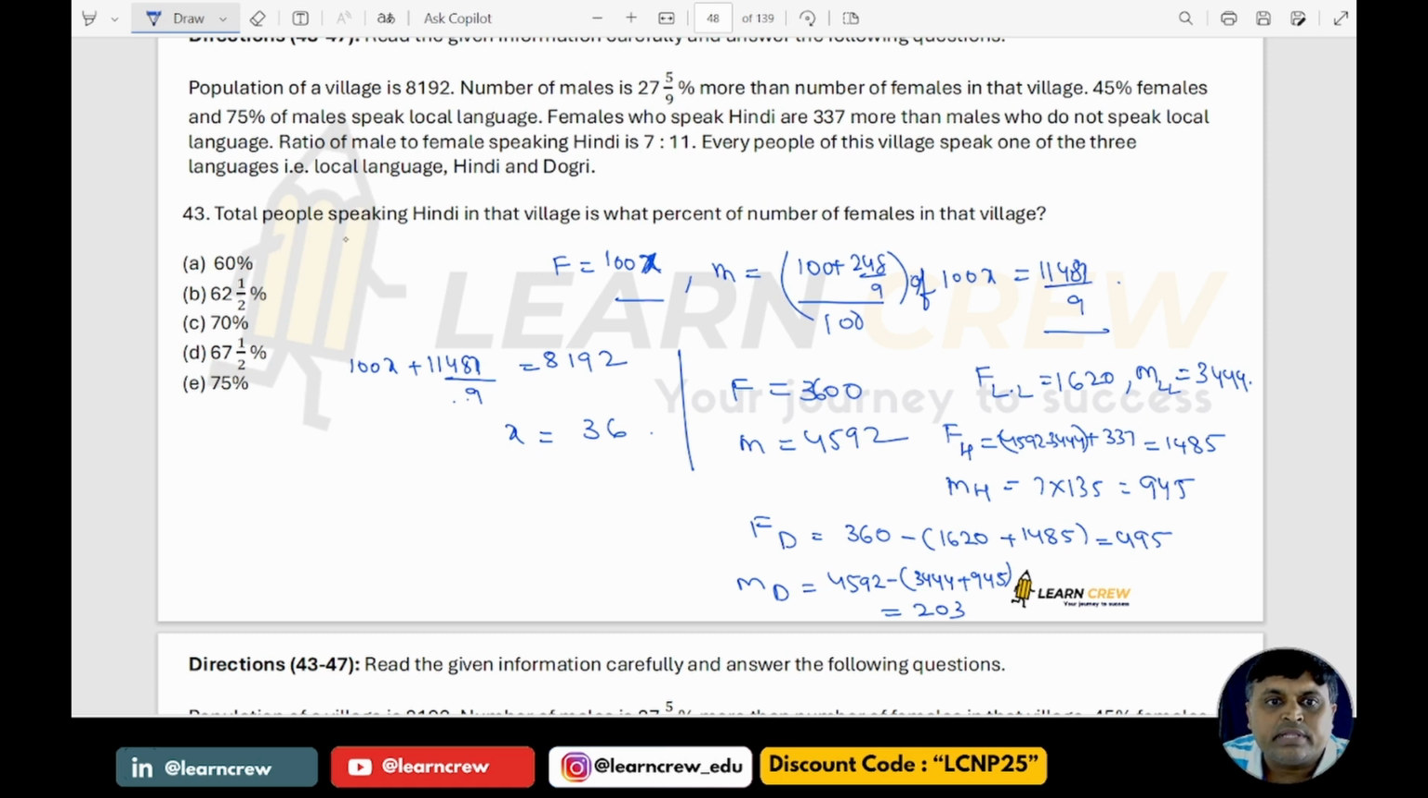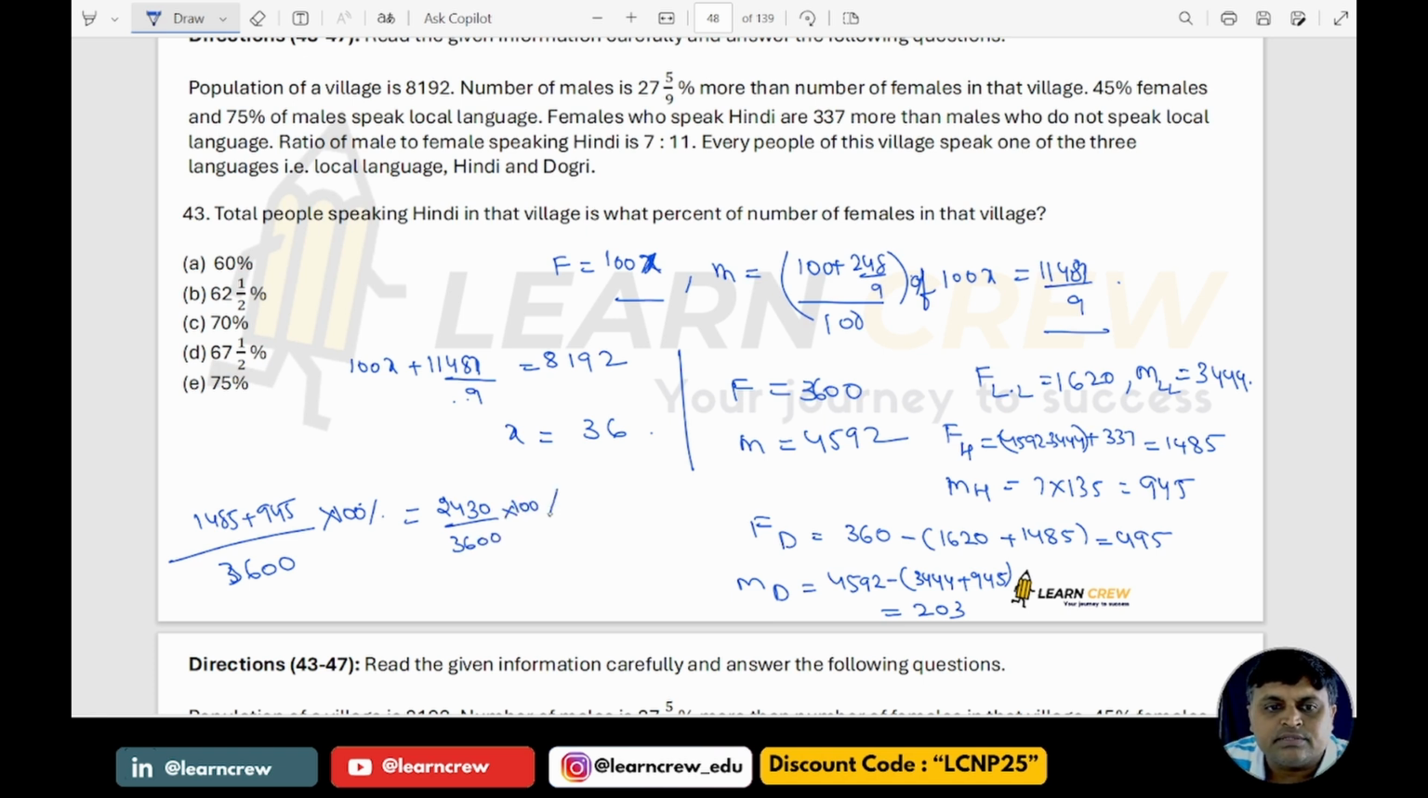Now, the total speaking Hindi in that village is what percentage of the number of females in that village? Total speaking Hindi is 1485 plus 945, divided by the total females 3600. 1485 plus 945 is 2430. Am I correct? 2430 is what percentage of 3600?